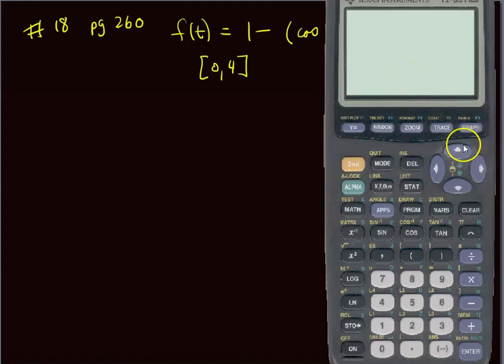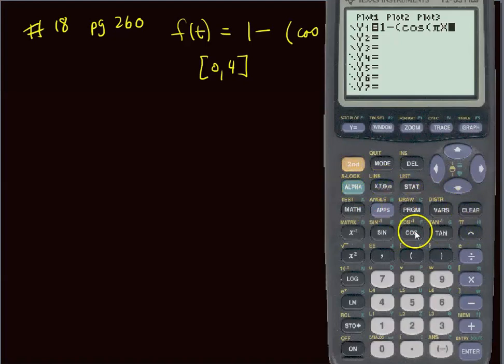Okay, we can set up our table. First, we need our function. This is 1 minus cosine of pi, and we've got to use x, divided by 4, close the argument, close the parentheses for the cosine, to the 4th power. First of all, put that in.